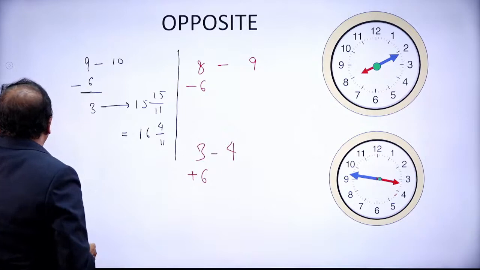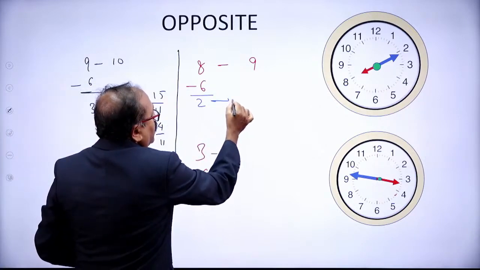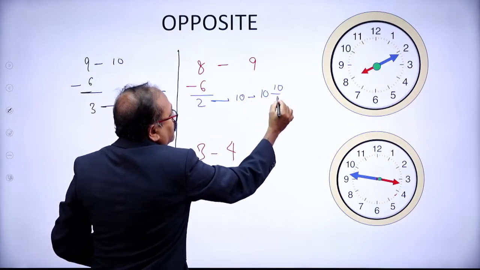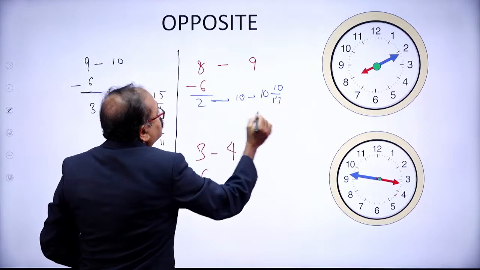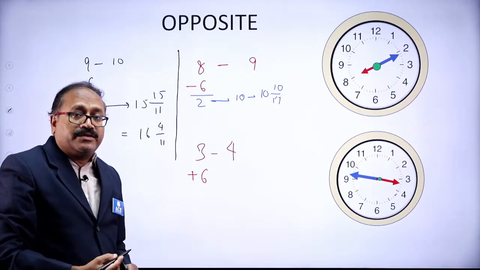Now I will answer this question here. So here I get 2, and the 2 minute value is 10. So my answer will be 10 by 11 minutes past 8. The hands of the clock will be opposite to each other.